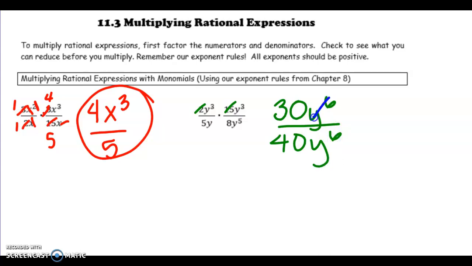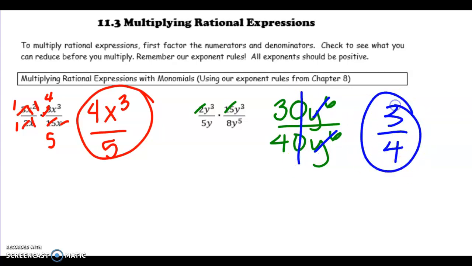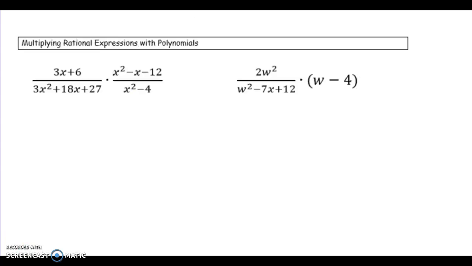Now I can reduce. So I can reduce these two because they go down. I can reduce 30 and 40 down by 10. So I just end up with this one as 3/4. Easy enough. So again, you can reduce early or afterwards. It's totally your call, whatever you're more comfortable with. Okay, so this means we've got some monster terms that we can do here.